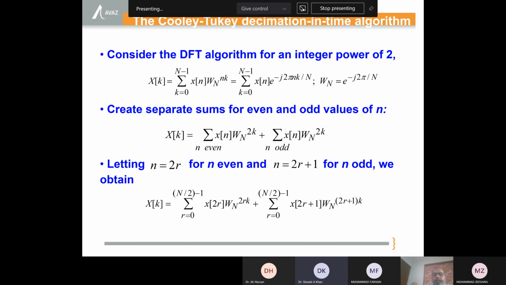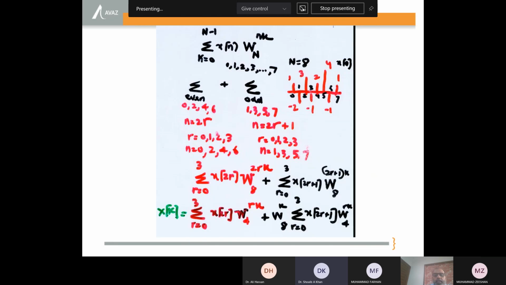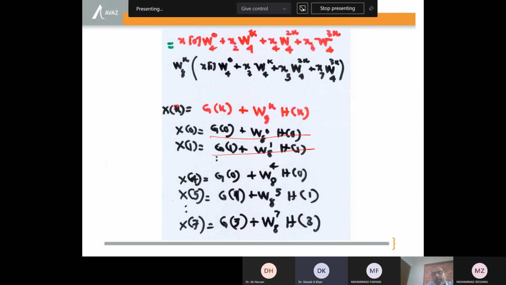So this is what he did. He divided into even indices and odd indices, and smartly wrote it as r goes from 0 to N by 2 minus 1, W of 2r k, and 2r plus 1 k. I also showed you this: if 0 2 4 6 and 1 3 5 7 are the samples, then half the indices you give to this and the odd indices you give to this, and then compute two 4-point DFTs, and then merge them together like this. And where is the saving? It is not at 0, not at 1, but when you come to 4, 0 gets used again. Once you come to 5 you use this again, once you come to 7 you again use this. This is where the saving is.